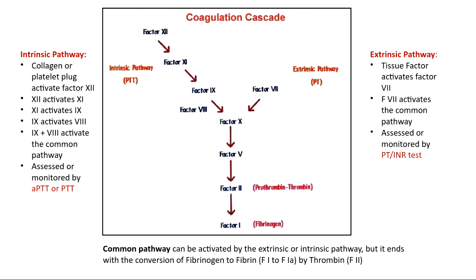If we're running the PT, then we're assessing or monitoring the factors involved in the extrinsic pathway, and we have factor 7, and then activated 7 will activate 10, 5, 2, and 1. Something to remember, guys, this is all happening simultaneously. It is in step-like fashion, but it is all happening at once.